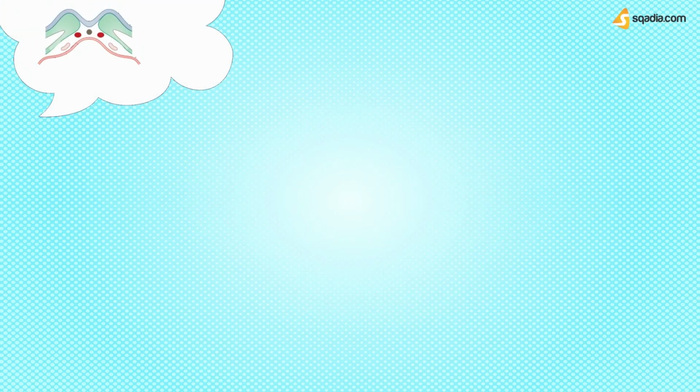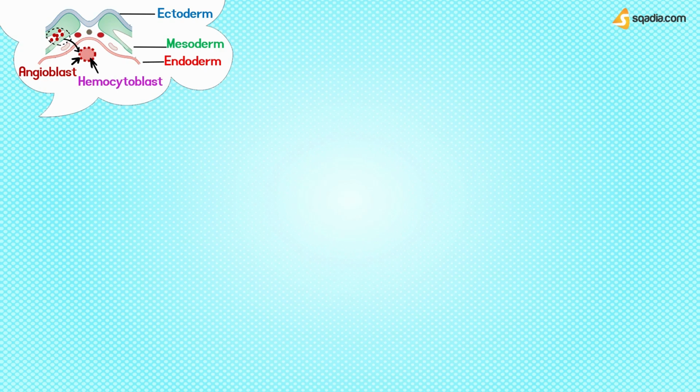Now, this is a cross-sectional view. As we have said, this is ectoderm, this is mesoderm, and this is endoderm. So, during the 3rd week of development, the lateral plate mesoderm undergoes some changes. It forms a layer called angioblast, that will form the heart tube, which will be explained later, and an inner area called hemocytoblast.